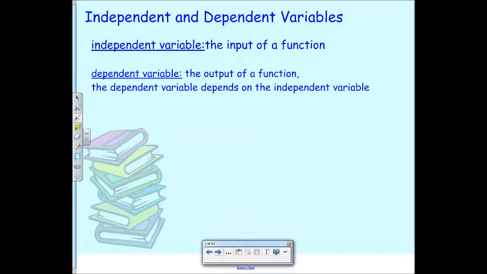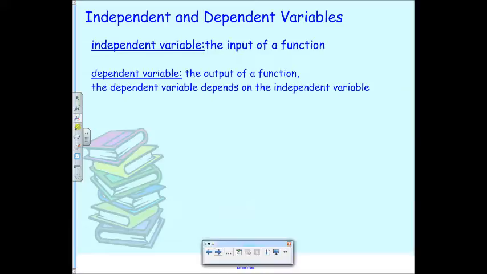So in our independent and dependent variables, the independent variable is the input and the dependent variable is the output. So the independent is the x and the dependent is the y. What does input-output mean? George? You put something in and you get something out, right?